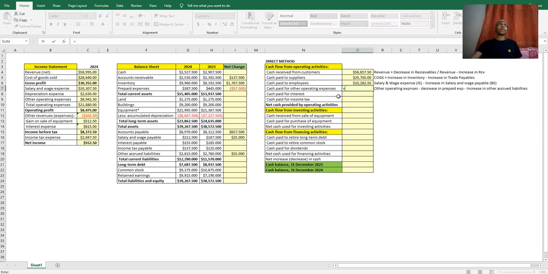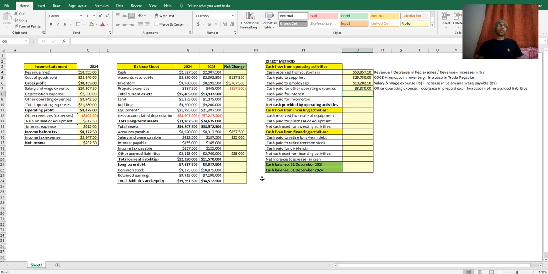So now we calculate the entire thing. Other operating expenses, we use plus sign here because this is a negative number already. This has decreased, so if you use plus, this will be subtracted. Minus increase in liabilities, other accrued liabilities. So this is the number that is coming, 8830.